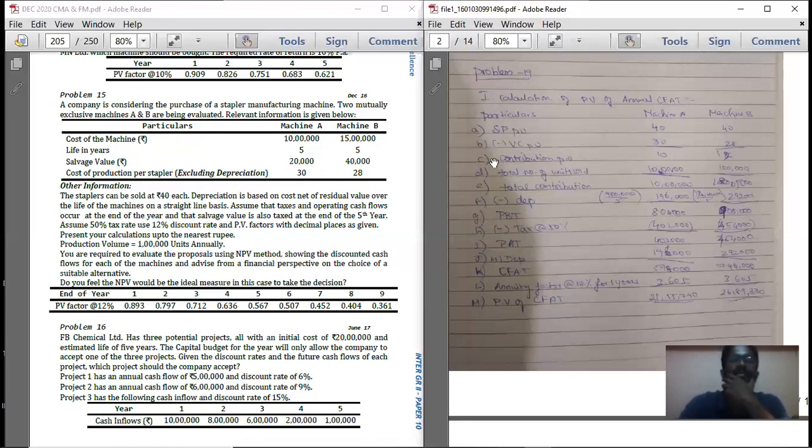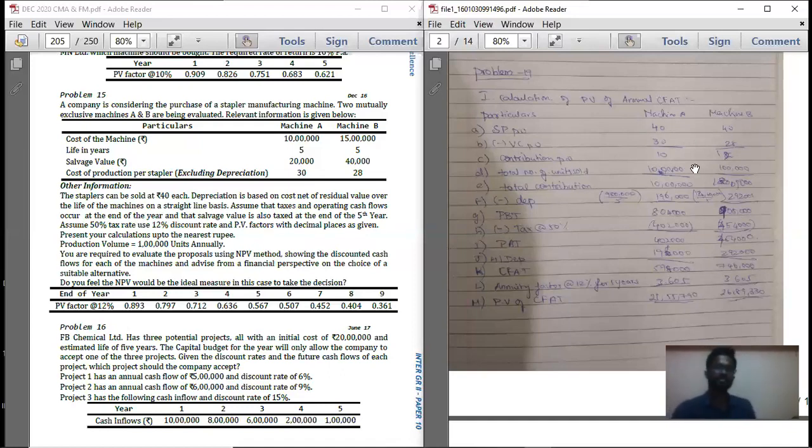Below that small c, contribution per unit, within bracket A minus B. Now total it: 40 minus 30, you are getting machine A 10 rupees, and for machine B 40 minus 28, you are getting 12 rupees. 10 rupees and 12 rupees.